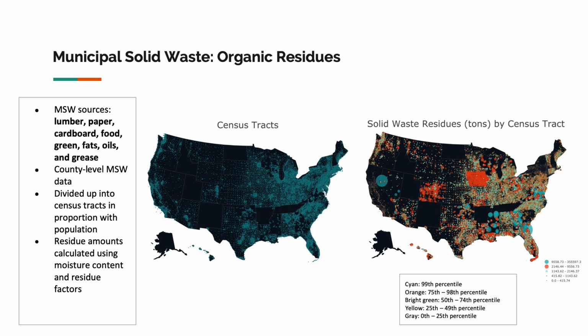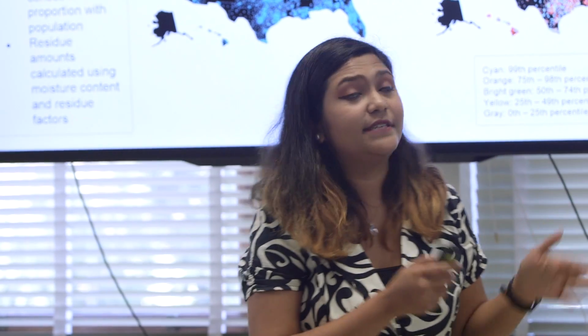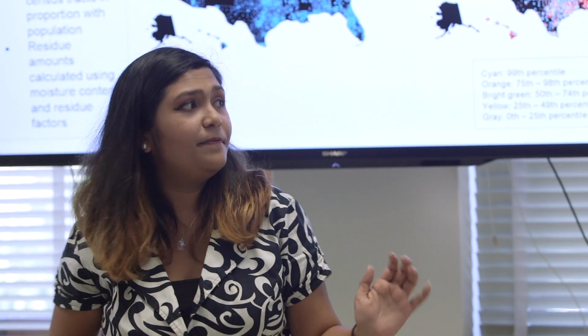Next, I'll talk about how I collected the organic residue generated from the municipal solid waste data. It was really hard for me, not because I had to run a lot of code, but because I had to collect data state by state. Firstly, I collected the county-level data for different kinds of organic sources generated from MSW. Next, I got the shapes of different census tracts and allocated the total value of those organic residues in those census tracts based on the population proportion.